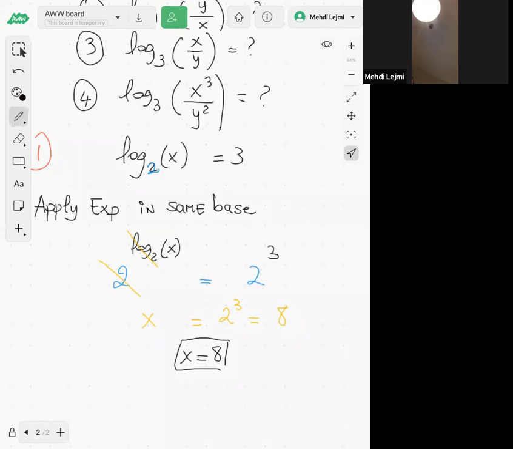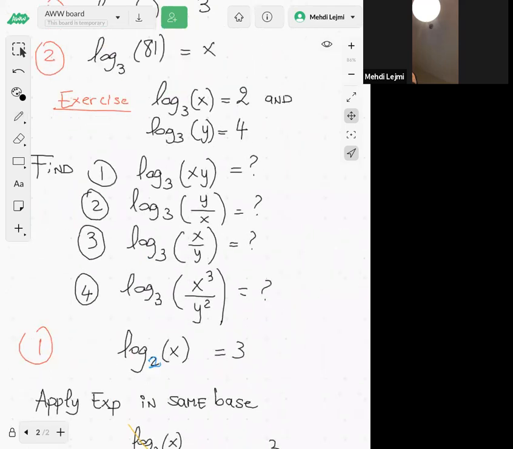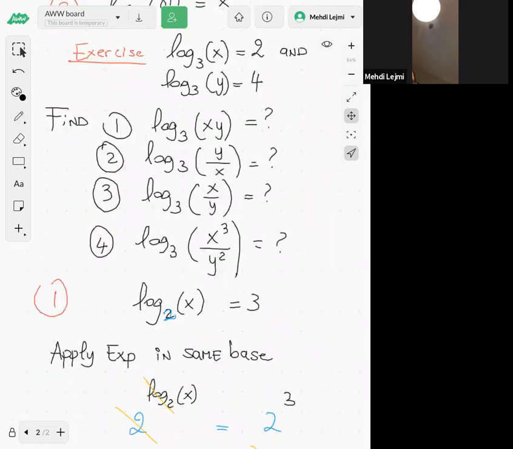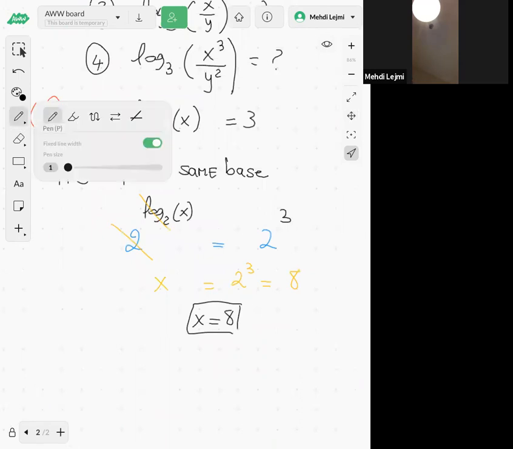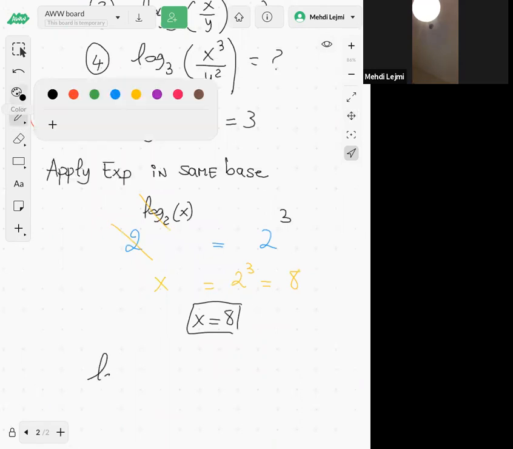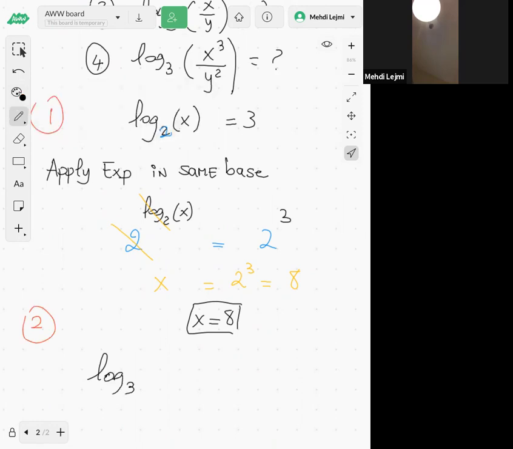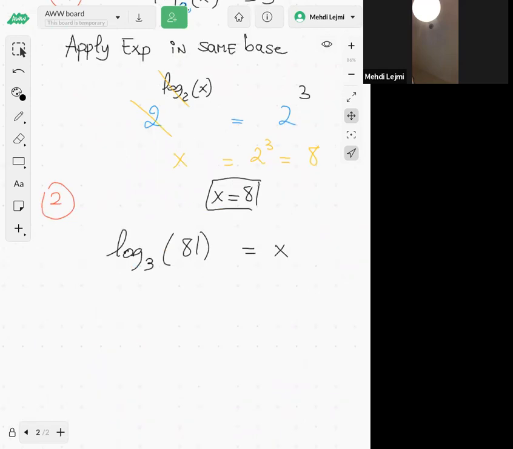For number 2, it's log in base 3 of 81 equal to x. Actually, there are different ways to solve this. Of course, you can always apply the same trick, which is the exponential in the same base, to get rid of the log.